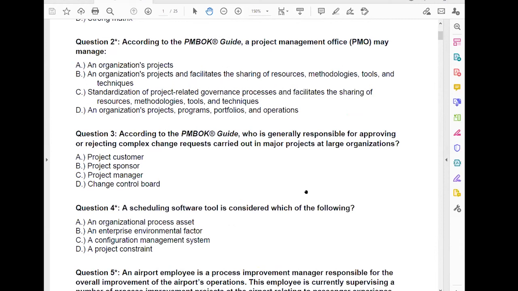So number 2, according to PMBOK Guide, a project management office may manage A, organization's projects, B, organization's projects and facilitate the sharing of resources, methodologies, tools, and techniques, or C, standardization of project-related governance processes and facilitates the sharing of resources, methodologies, tools, and techniques, or D, on organization's projects, programs, portfolios, and operations.